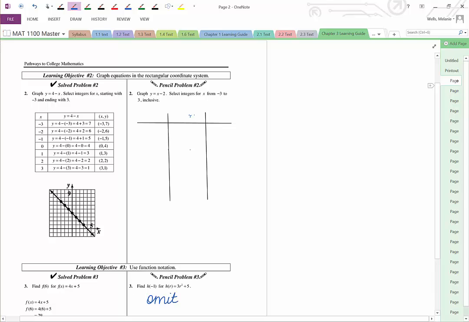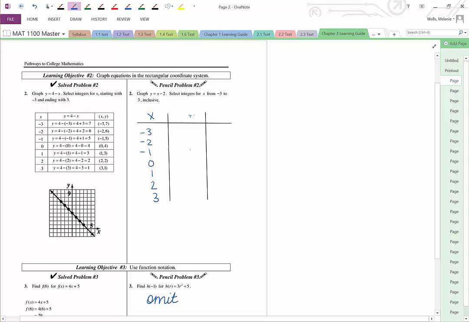Okay, moving on to number 2, it says graph y equals x minus 2. Select integers for x from -3 to 3 inclusive, and that inclusive means you will include the -3 and the 3. So we will label our x's going from -3: -3, -2, -1, 0, 1, 2, 3.